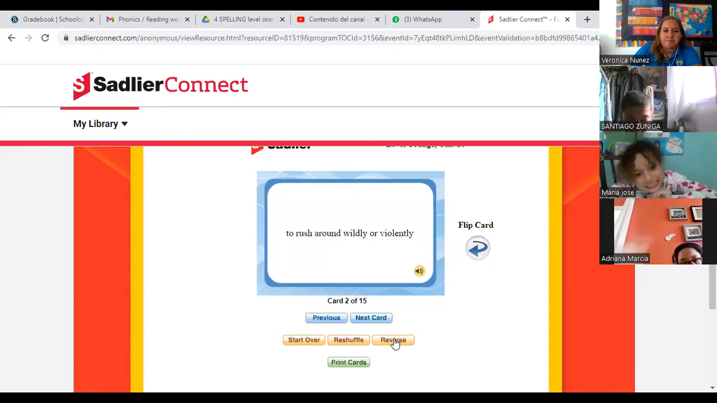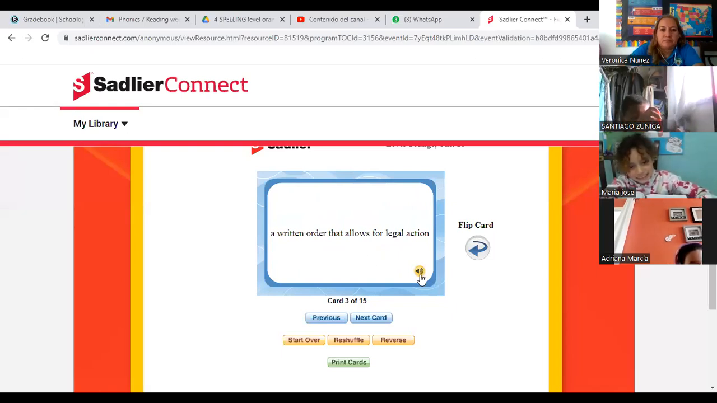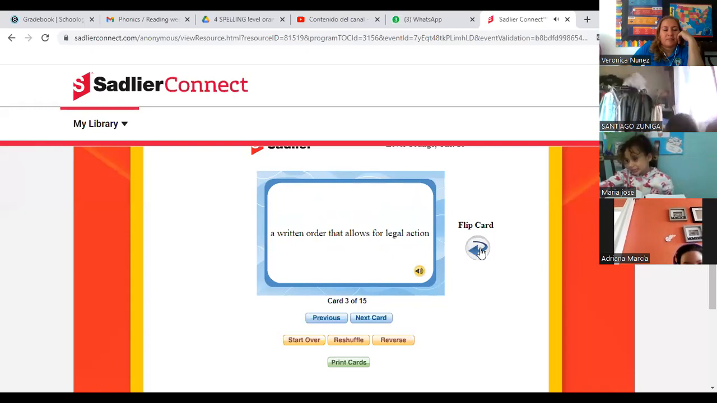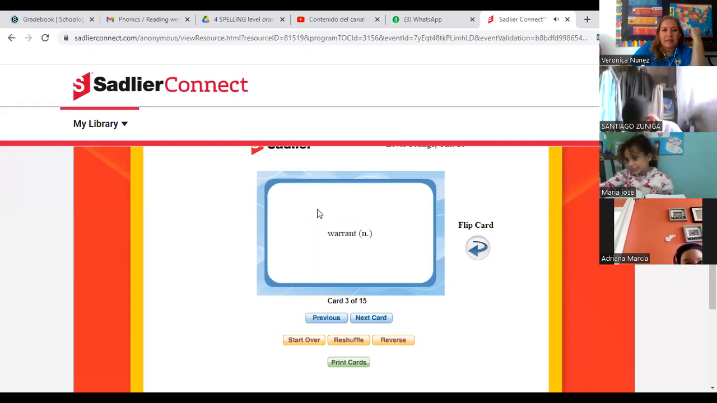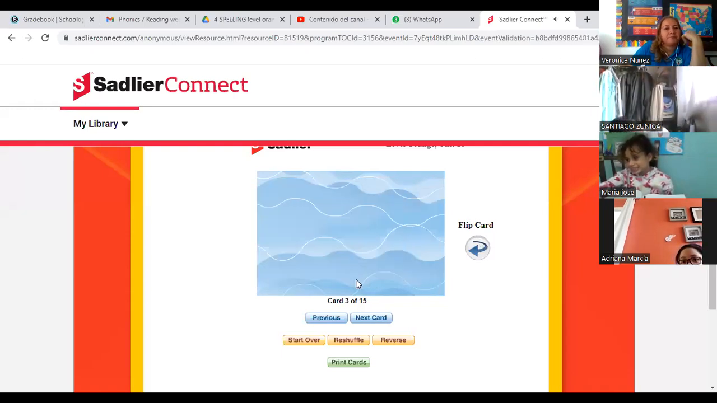To throw around with quiet or violent force. Okay. Next card. This one. Warrant. Warrant is a noun. A warrant is a written order that allows for legal action. Yes, warrant. Excellent. Next one.